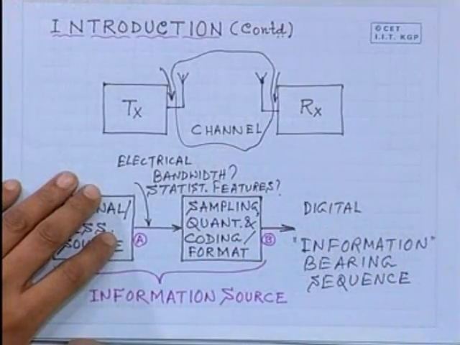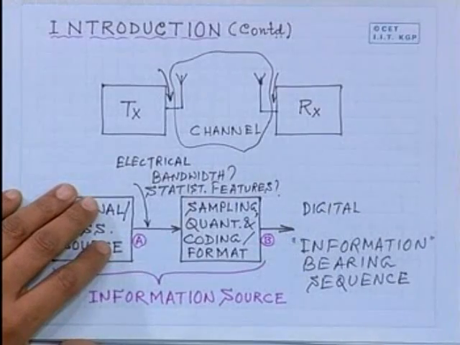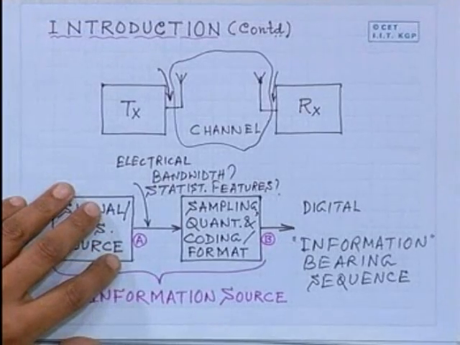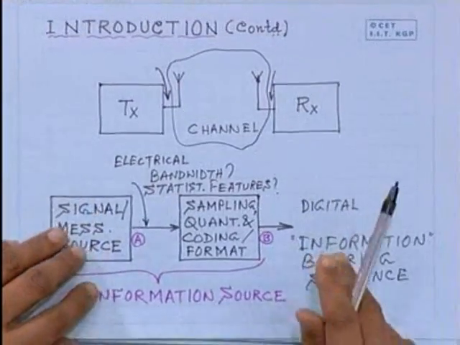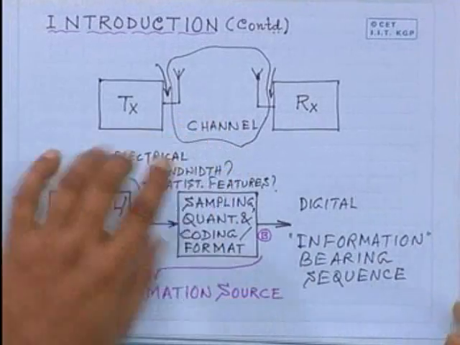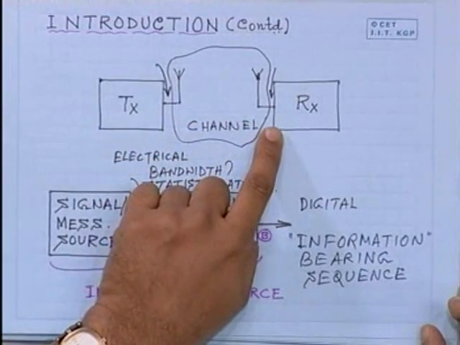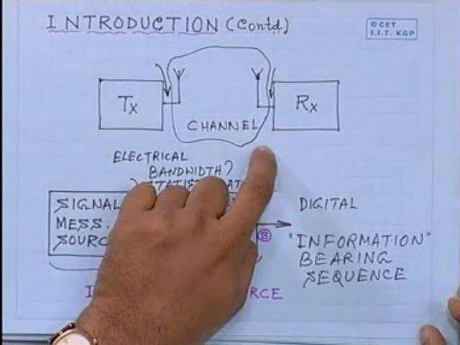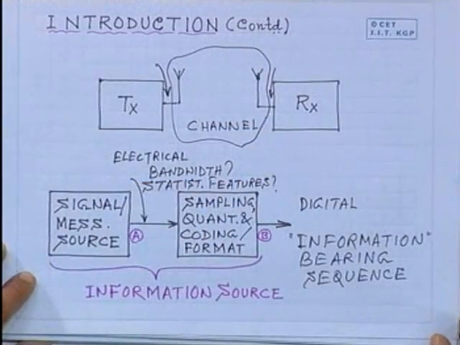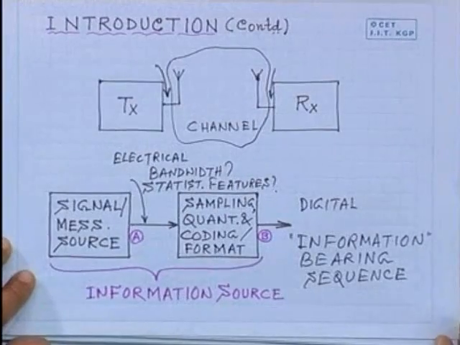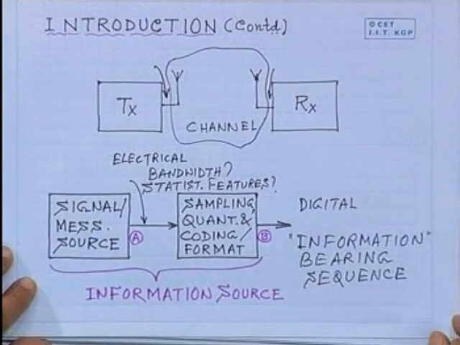Yes. So why is the channel input analog and output analog? Why can't input and output both be digital to the channel? Could you hear him? His question is, with reference to this diagram, why should the input to the channel be analog and the output from the channel be analog? Can it not be digital? Any quick answer from any of you? That's the answer really.